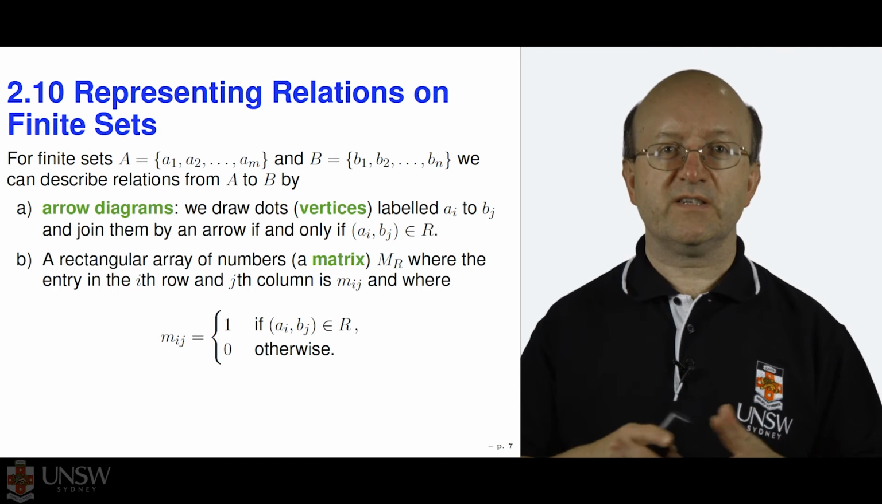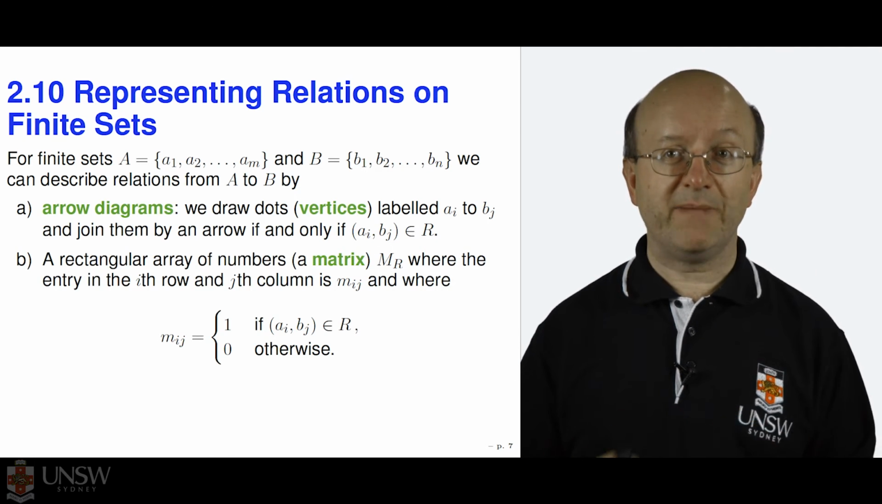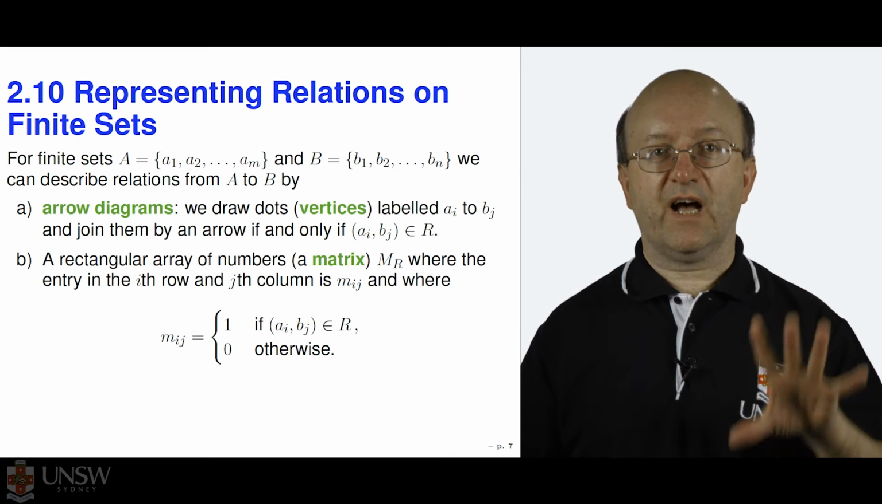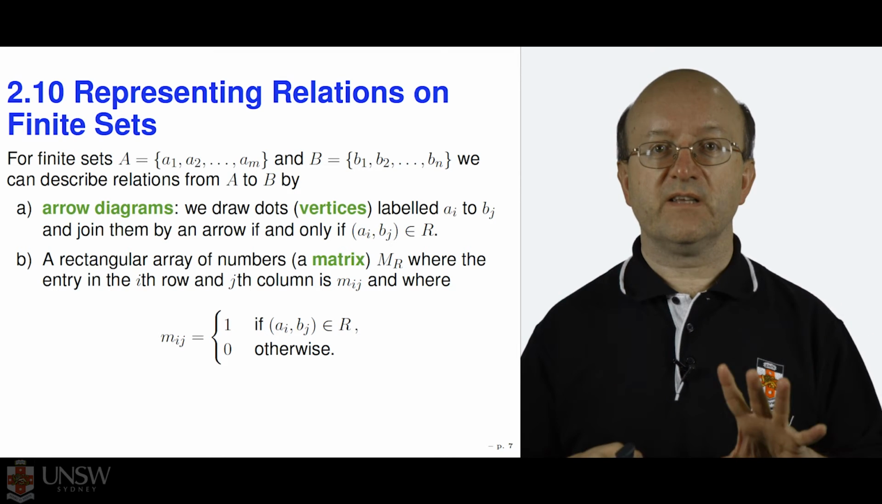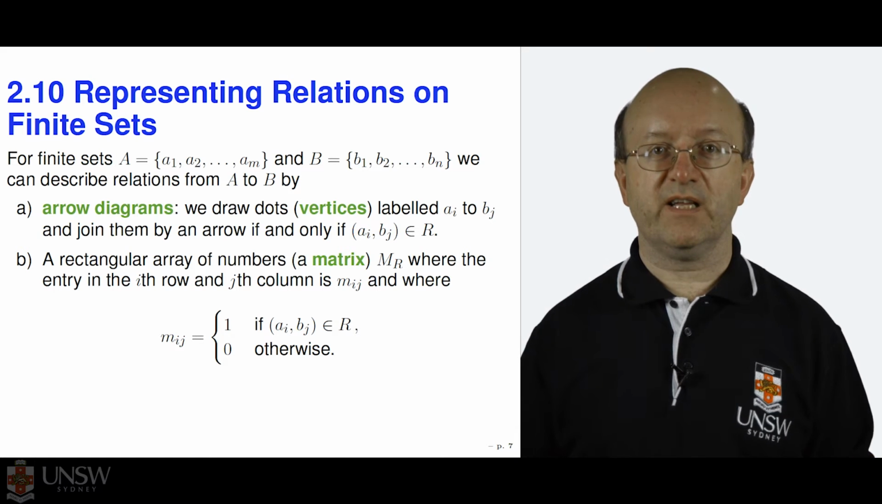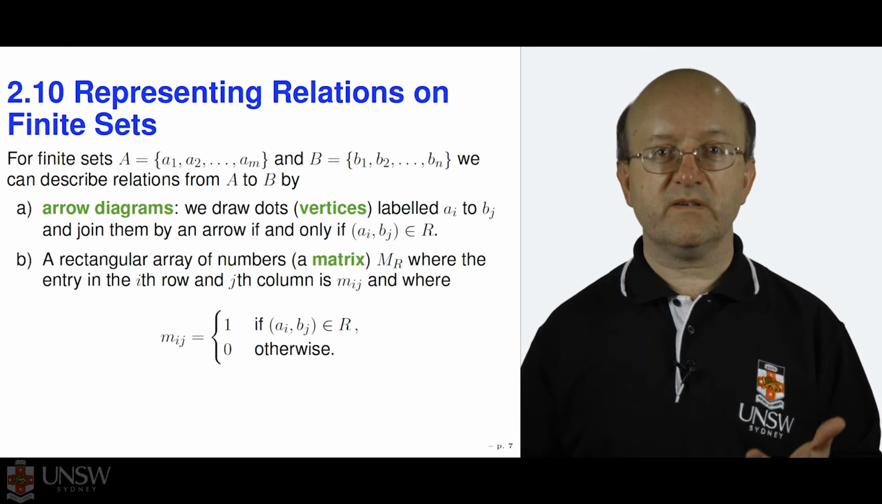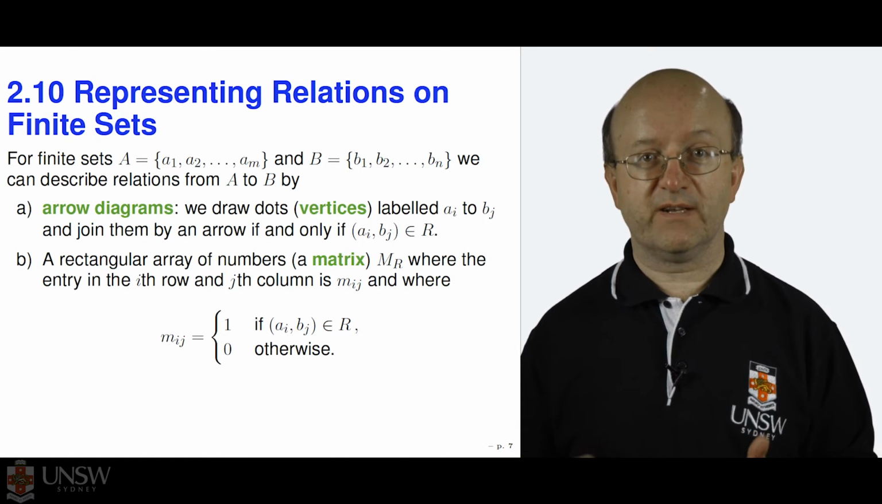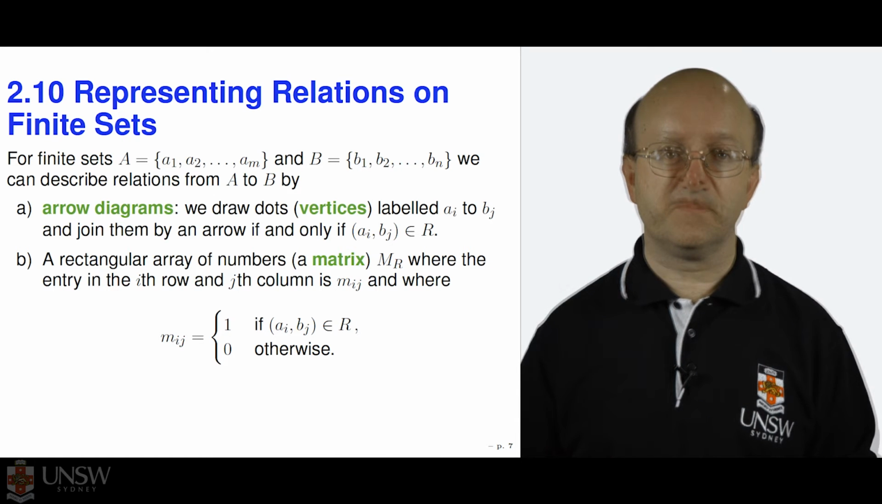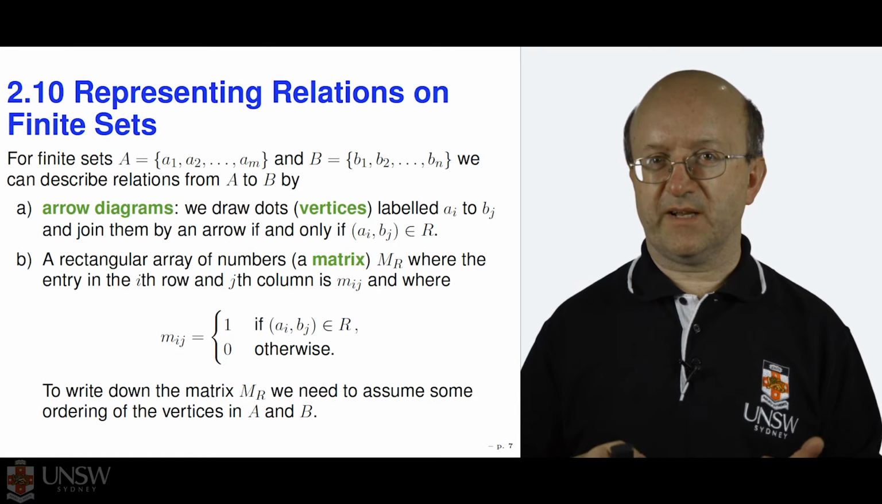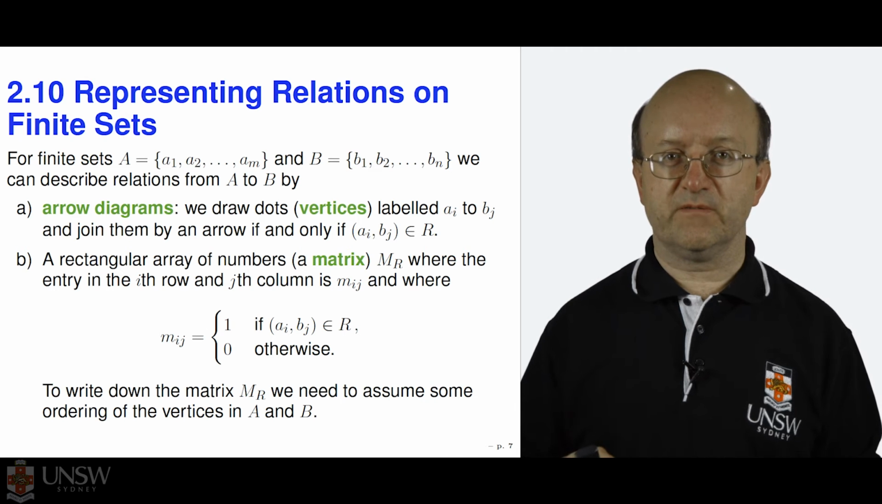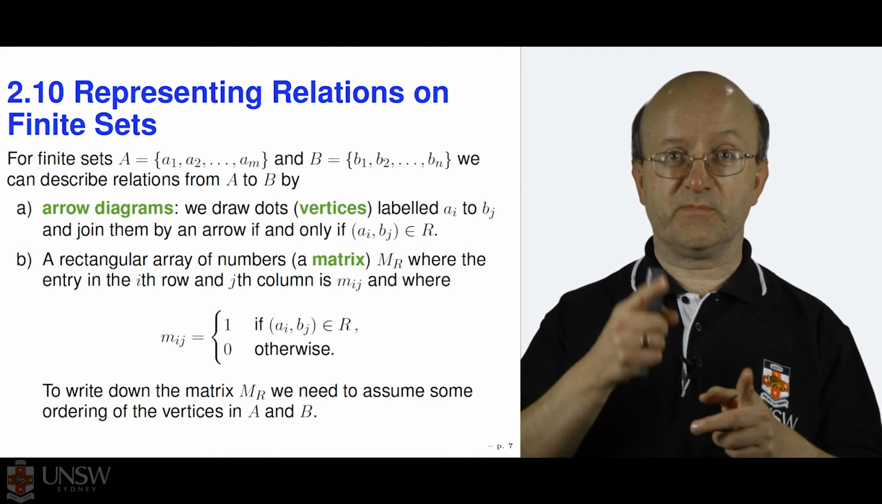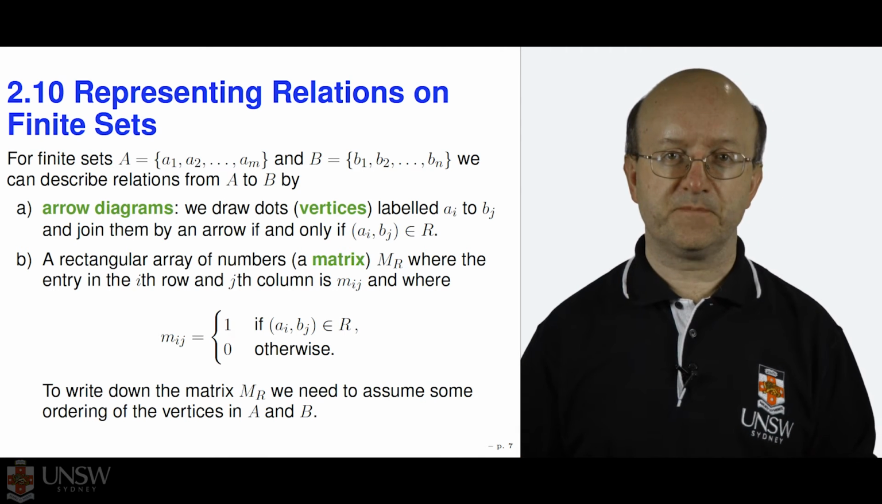Another way of doing this is to actually write out a rectangular array of numbers, a matrix, where the entry in the ith row in the jth column is, which we refer to as M sub ij, and M_ij is 1 if a_i and b_j are related, otherwise it's 0. Doing this, of course, implies that we put some order on the vertices of A and B so that the ith row corresponds to the ith element of A.